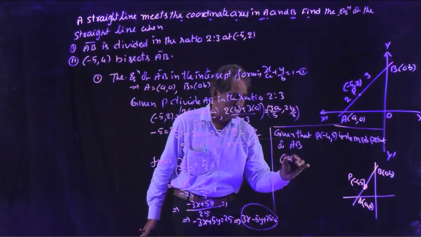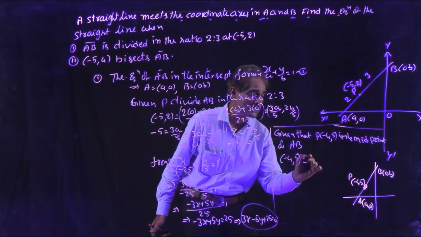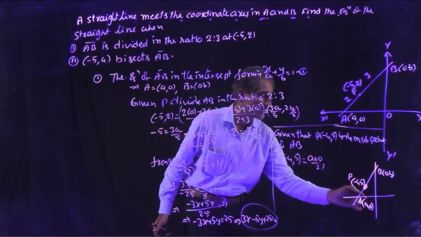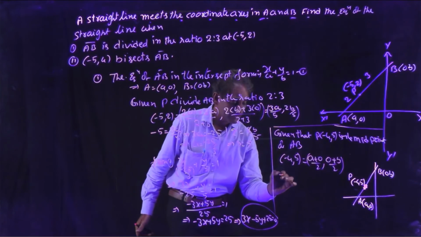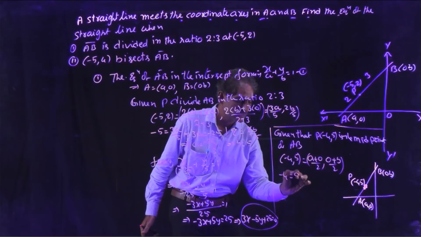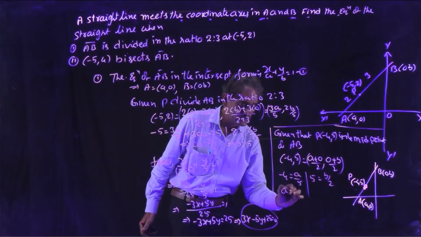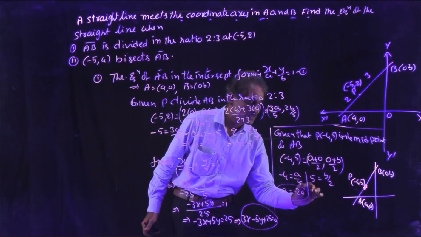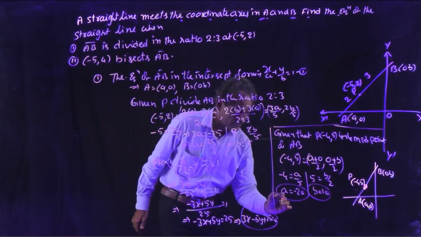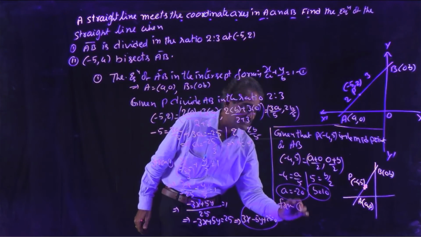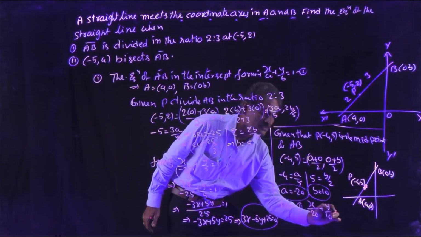Therefore, minus 4 comma 5 is equal to the midpoint of these two, x1 plus x2 by 2, that means A plus 0 by 2, comma, y1 plus y2 by 2, 0 plus b by 2. Minus 4 is equal to A by 2. 5 is equal to b by 2. From this, A is equal to minus 20 and b is equal to 10. Just substitute the A and b values in equation 1. From 1, the required equation is x by minus 20 plus y by 10 is equal to 1.